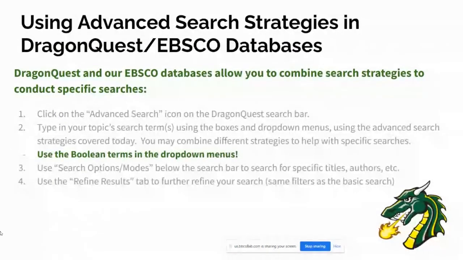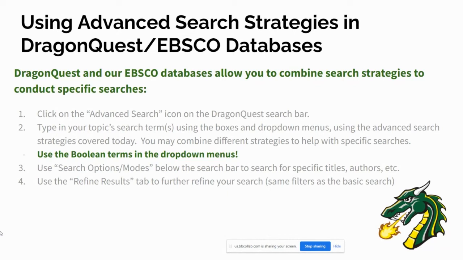So now that I've showed you some advanced search techniques, I'm going to use a couple of them in Dragon Quest and show you how they work. So Dragon Quest and our EBSCO databases, which have the same functions as Dragon Quest, allow you to combine these different techniques to conduct searches. And so what you can do is click on the advanced search icon on the Dragon Quest search bar, and then type in your topic search terms using the boxes and drop-down menus, and then you want to use the advanced search strategies that I covered today.